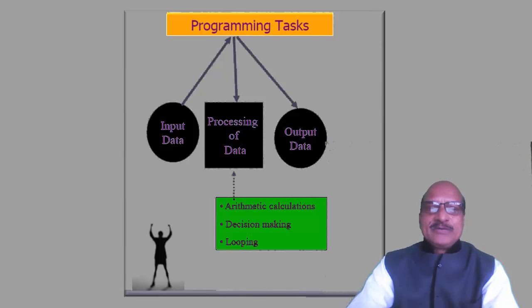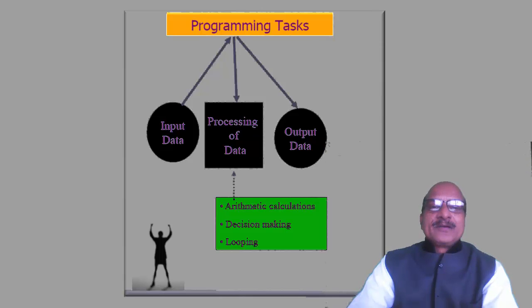So what is my input data that is given by the user? What processing should be done on that data? So what is my objective? What is my problem? According to that, I have to process that data. Means in processing there are arithmetic calculations. You have to take decisions. That means you have to see whether the data received as an input is correct or not.